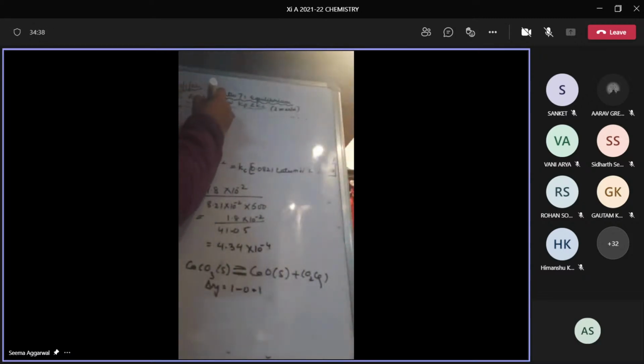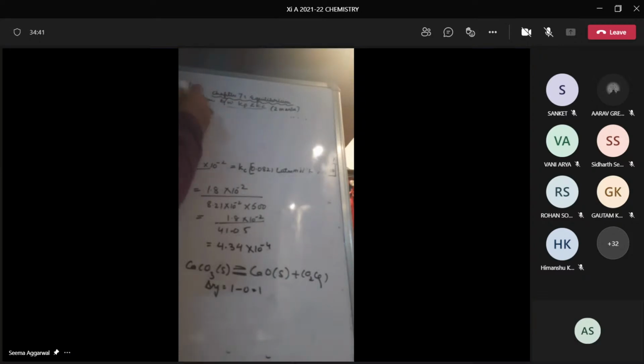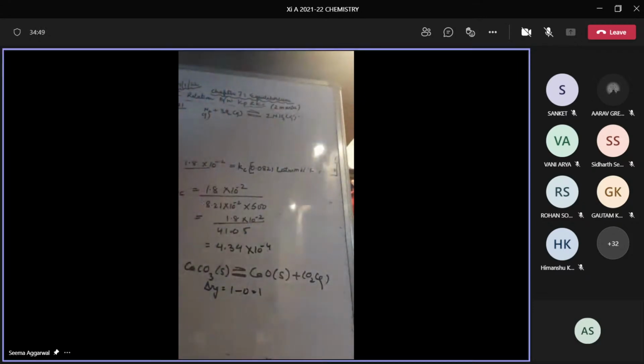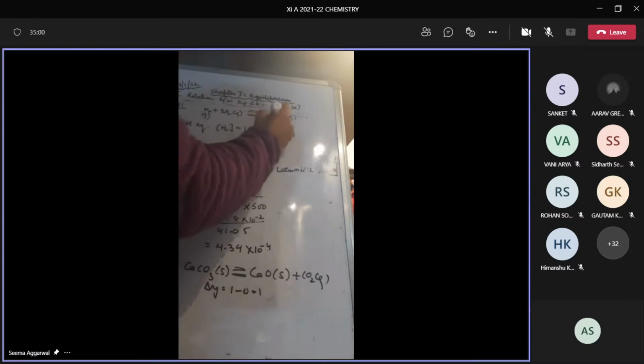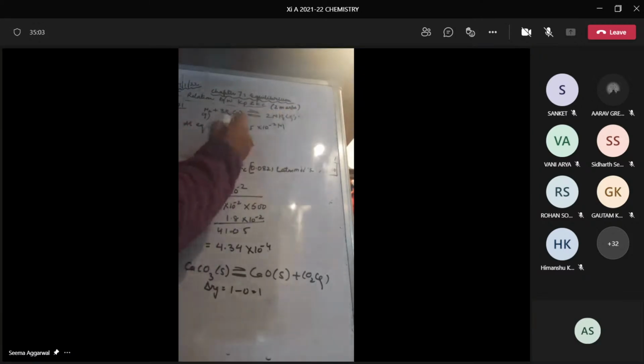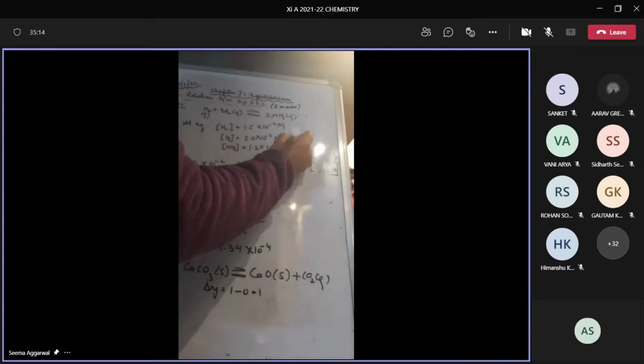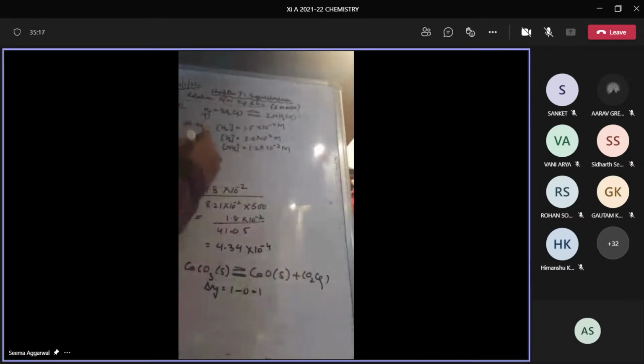Question is for this reaction, example 7.1: N2 plus 3H2 gas gives 2 ammonia gas. All these are gases. Now the question is given at equilibrium: concentration of N2 is 1.5 into 10 to the power minus 2 molar, concentration of H2 is 3.0 into 10 to the power minus 2 molar, concentration of ammonia is 1.2 into 10 to the power minus 2 molar. Calculate Kc.